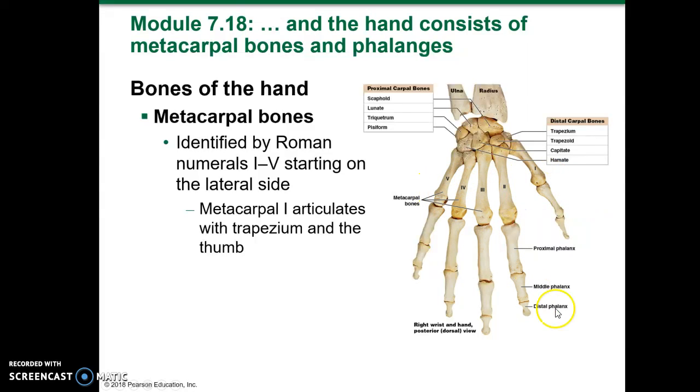Looking at the metacarpal bones, these are the ones of the hand. They're identified by Roman numerals 1 through 5, starting at the lateral side. And so metacarpal 1 articulates with the trapezium and the thumb. And notice in this picture, this is the right wrist and hand. It's a posterior, dorsal view.